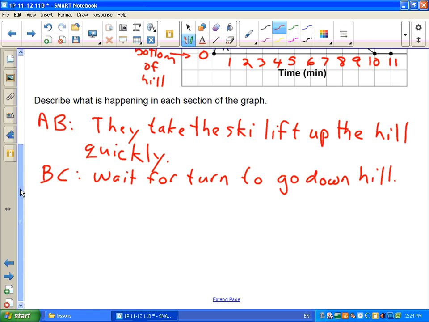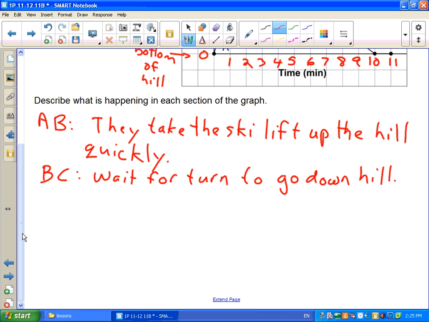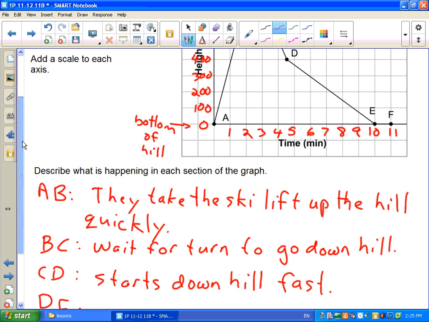Okay? So what's going on here from C to D? Okay, what's going on here from C to D? Yeah. CD starts down the hill, and I like down the hill fast. Using that word fast in there lets us know, again, that you understand what that slope means. Okay, what about from D to E?